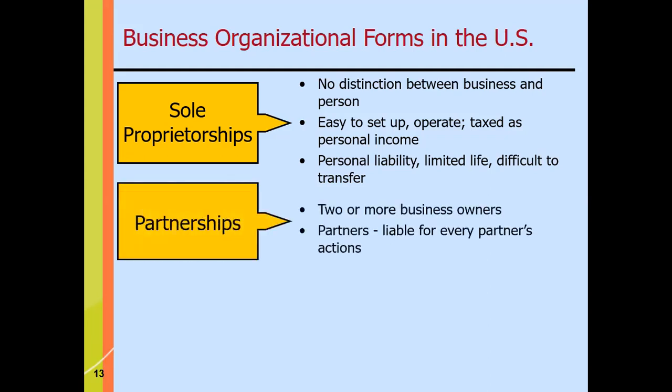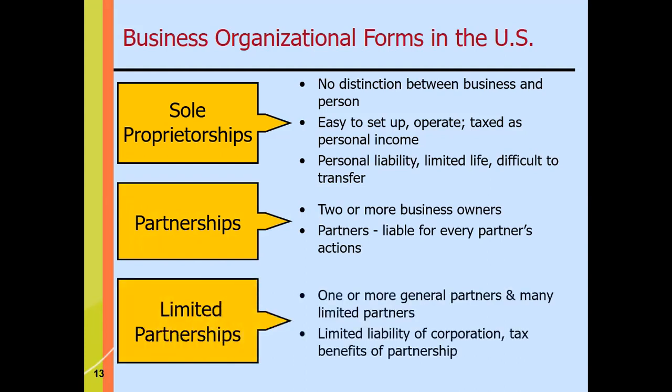Next is partnership. There are two or more business owners called partners. Because they are partners, they are liable for every partner's actions, but within the authorities of the business. As compared to sole proprietorships, this is much better because, as I said, two or more brains or two or more minds are better than one.